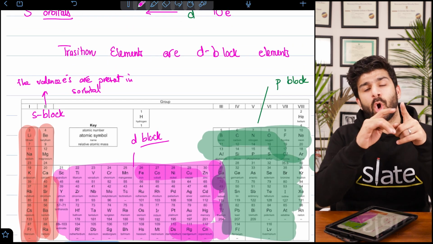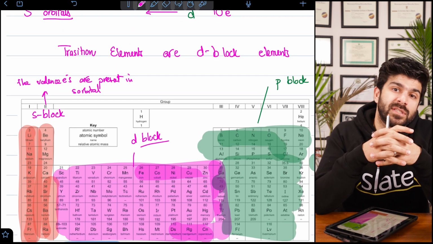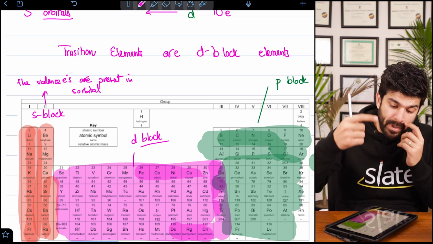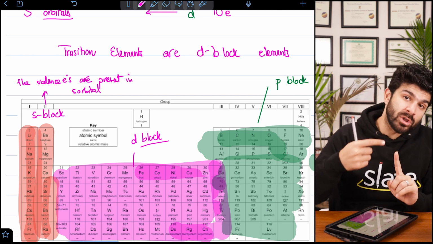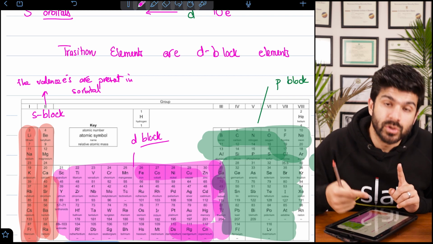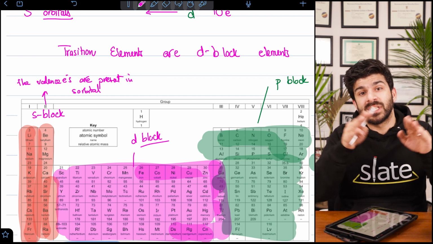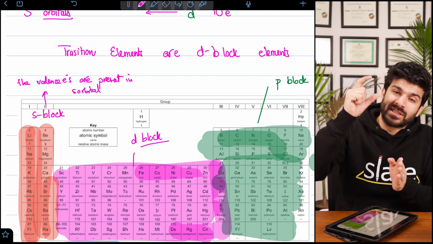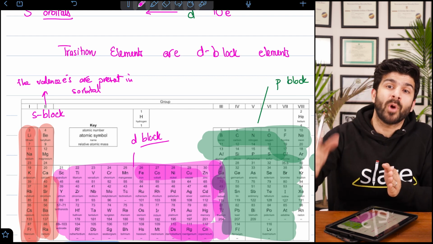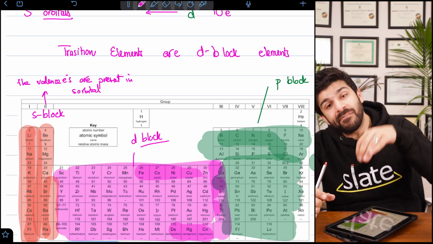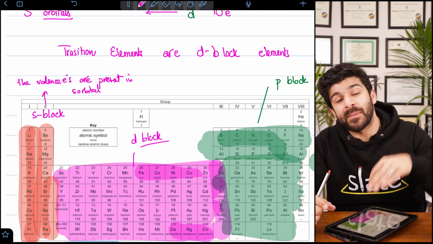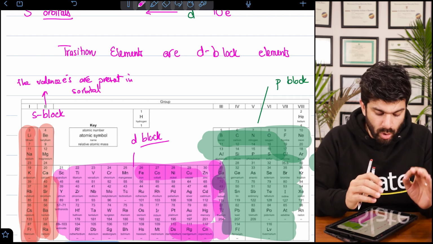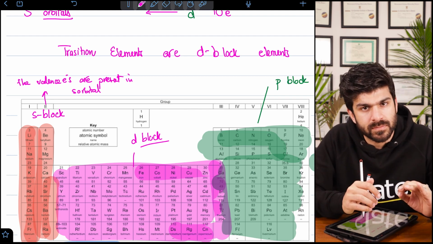So the reason we call transition elements d block elements is that their valence electrons are in the d orbital. And remember, only the valence electrons take part in bonding. So if they have their electrons in the d orbital, it's the d subshell that is going to be responsible for the chemical properties. And that is why they have different and distinct chemical properties in comparison to other blocks. So transition elements are d block elements.